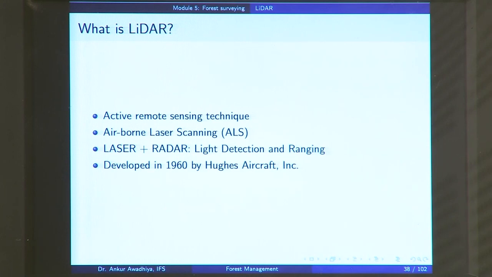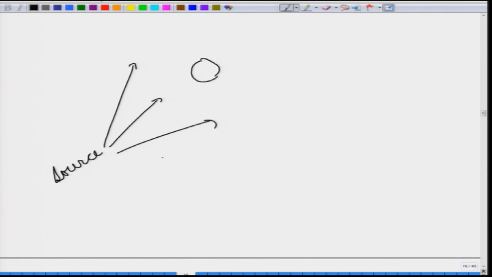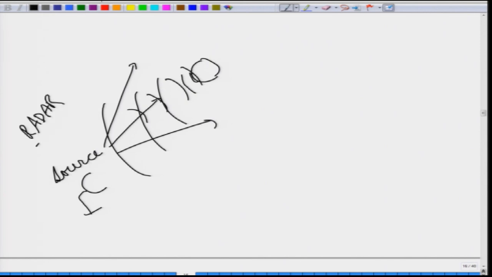Now, why does it use laser? Or first of all, what actually is LiDAR? How does it work? So, most of you would be knowing how a radar works. In the case of a radar, you have a source and the source is giving out radio waves, and if there is an object that comes here, these radio waves go to the object, then they interact with the object and get reflected, and this reflection is then sensed using an antenna. So, this is a radar, which is radio detection and ranging.